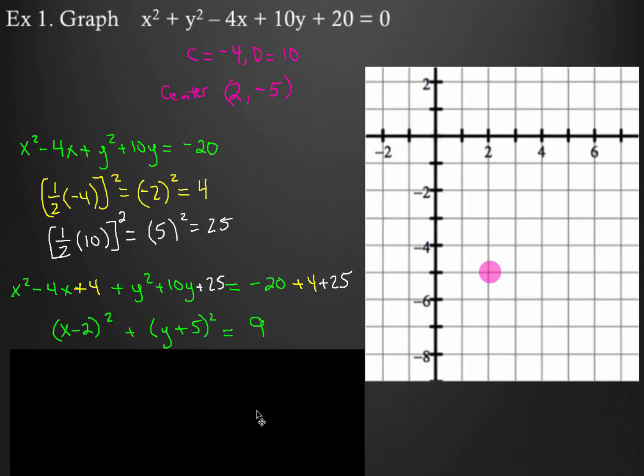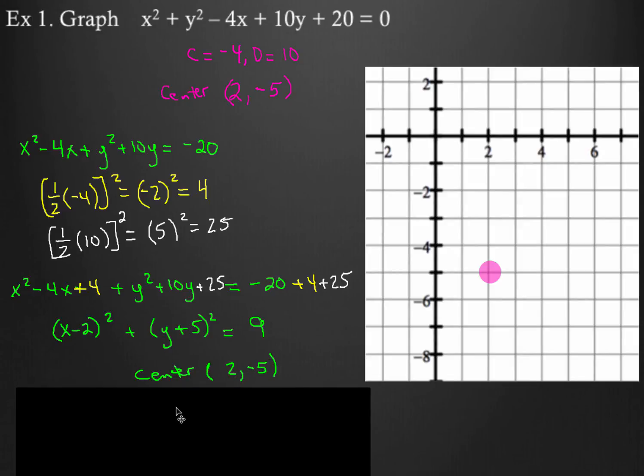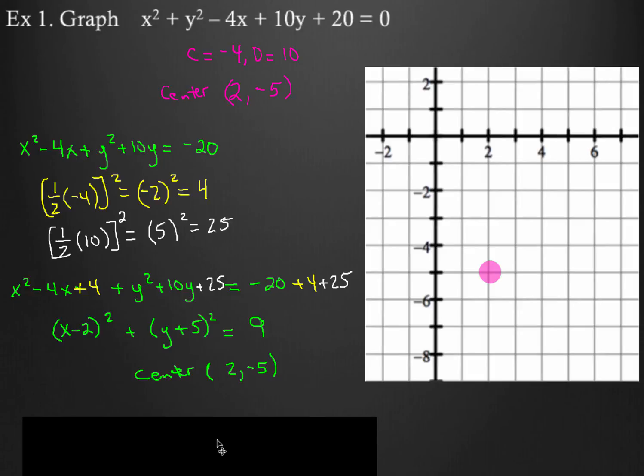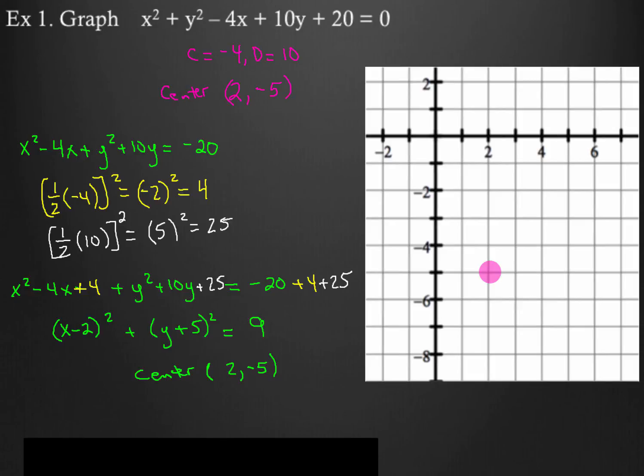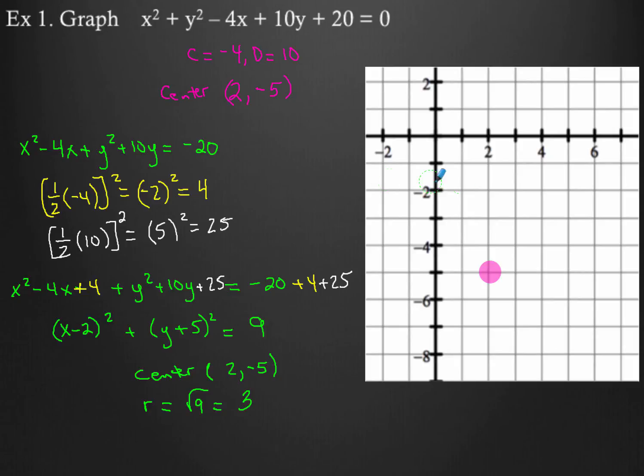So now let's check this out. Let's analyze, make sure what we got before for our center jives with what we've got now. So if we take a look at this, we've got our center at (2, -5), which matches with what I did from analyzing my C term and D terms. Now the radius, so I just take a look at the 9, and I've got to square root that to come up with the value of my radius. So when you square root 9, you end up with 3.